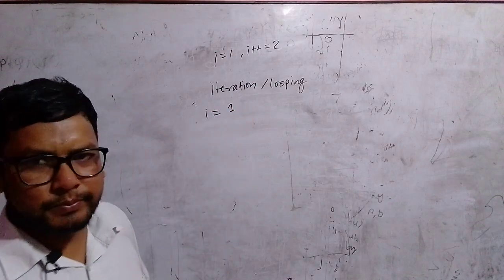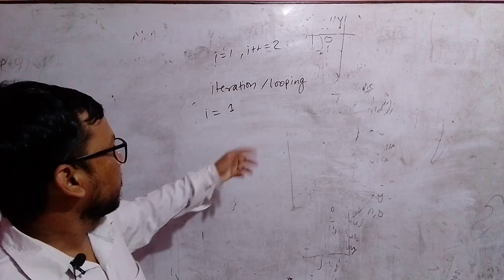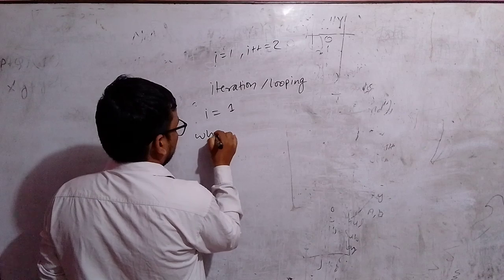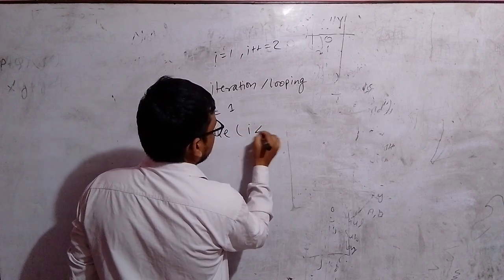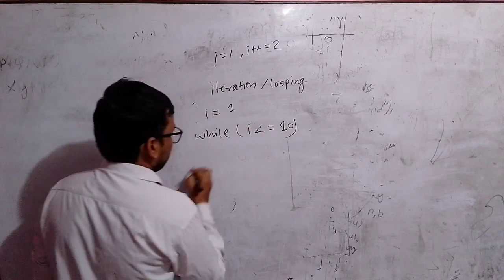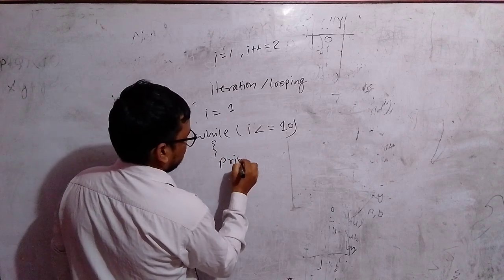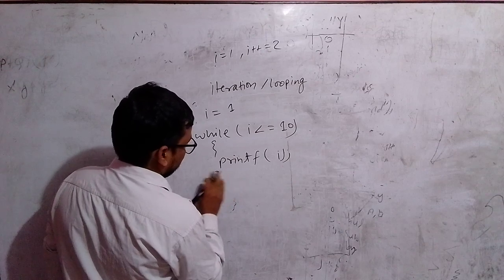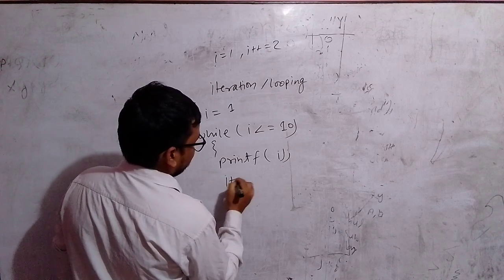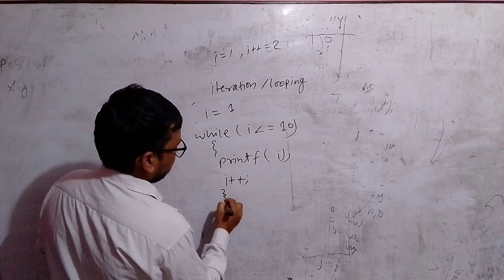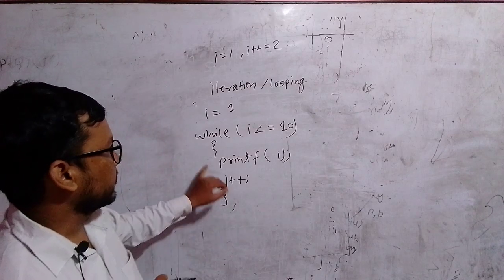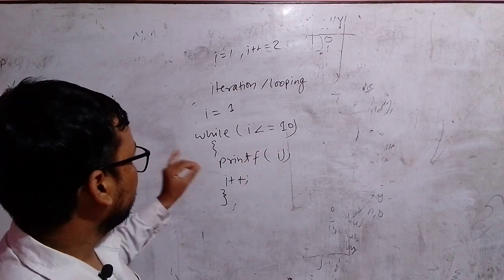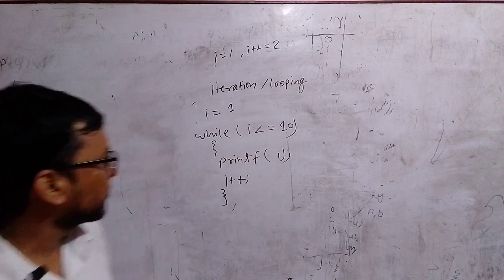We need to initialize the variable, the value of the variable, just ahead of the while block. While I is less than or equal to 10. We need to write the condition here, and printf I, and I plus plus. We need to write a block of increment or decrement in this way. Now this is the program to display from 1 to 10 using the while loop.